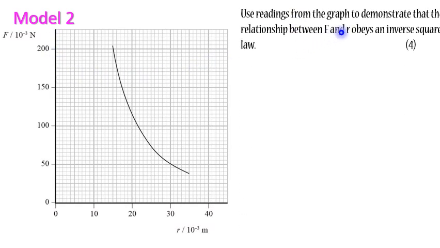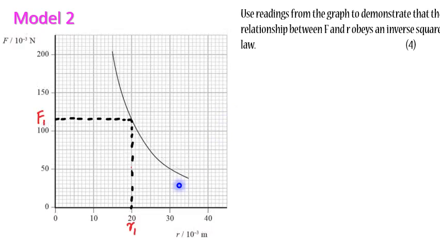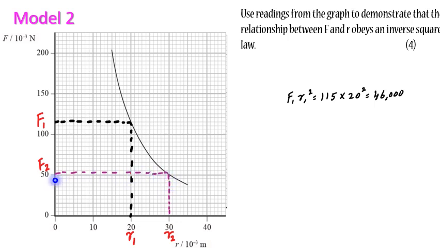Next, we are going to do a model question. We have to demonstrate that F and r obey an inverse square law. This question carries 4 marks. As I discussed before, we have to find 2 points on this graph and show that the graph is obeying inverse square relation. So I took the first point here and the corresponding force. So F1 R1 square is equal to 115 times 20 square, which is equal to 46,000. So the second position is 30 and the corresponding force is about 51. So F2 R2 square is equal to 51 times 30 square, which is equal to 45,900.